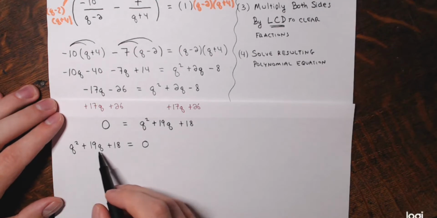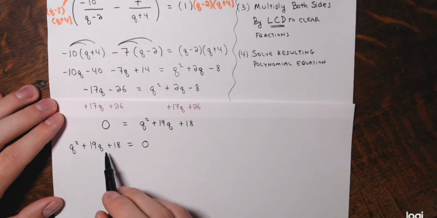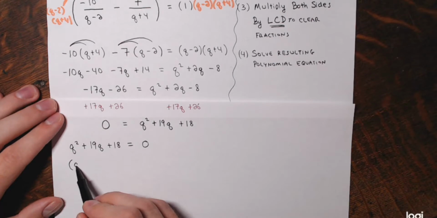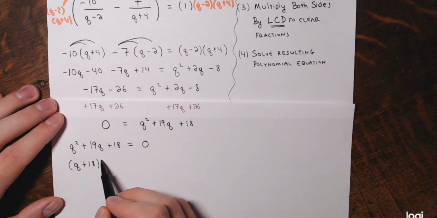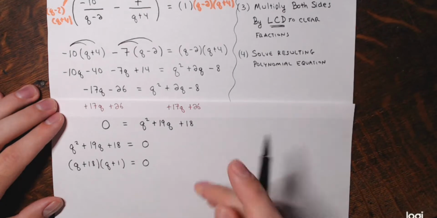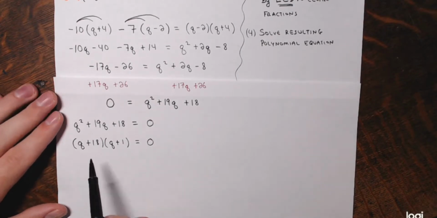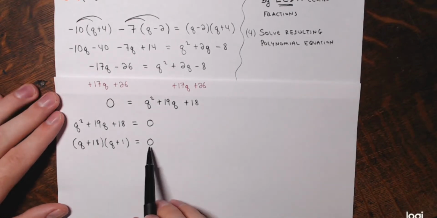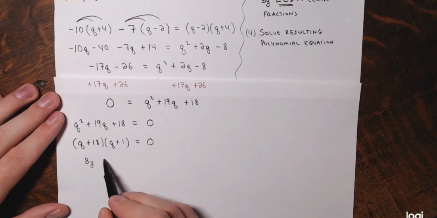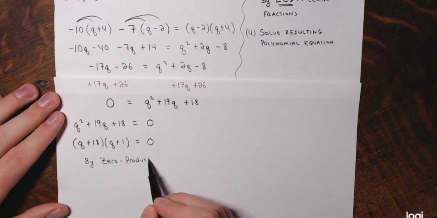And now that I have everything on one side, 0 on the other, no more parentheses, we factor this polynomial. And this would factor to q plus 18 times q plus 1. And now I have what I want when solving a polynomial equation. I have a product equal to 0. And by the 0 product property, you should remember the 0 product property.